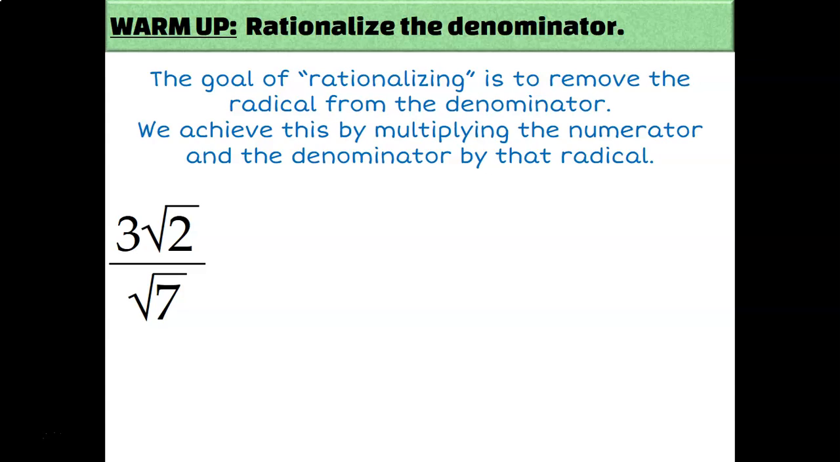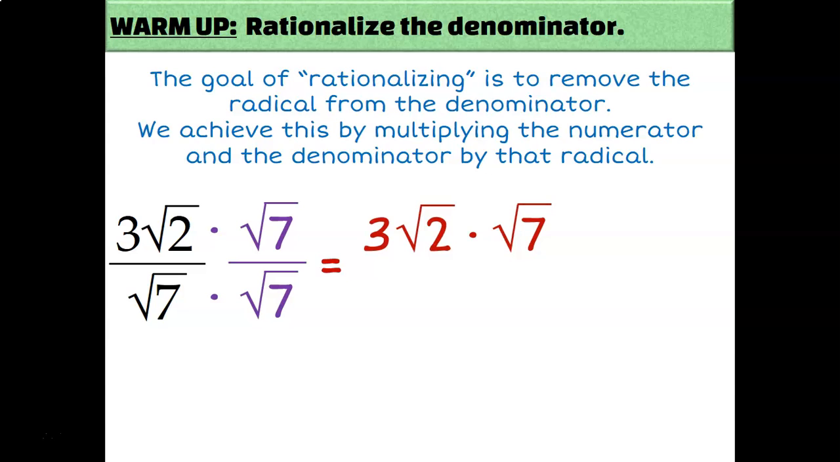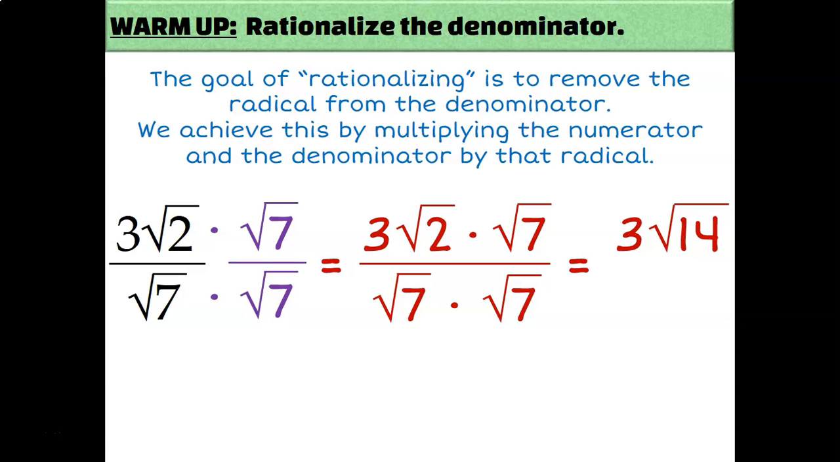And let's just try one more. If I need to rationalize this denominator, then I need to multiply both the numerator and the denominator by the square root of 7. So on top, I have 3 root 2 times root 7, and on bottom I have root 7 times root 7. This time in my numerator, I do have 2 radicals that I can multiply together, so I get 3 root 14. And on the bottom, I have square root of 7 times the square root of 7, in other words, the square root of 49. And the square root of 49 is 7. And this is your answer.